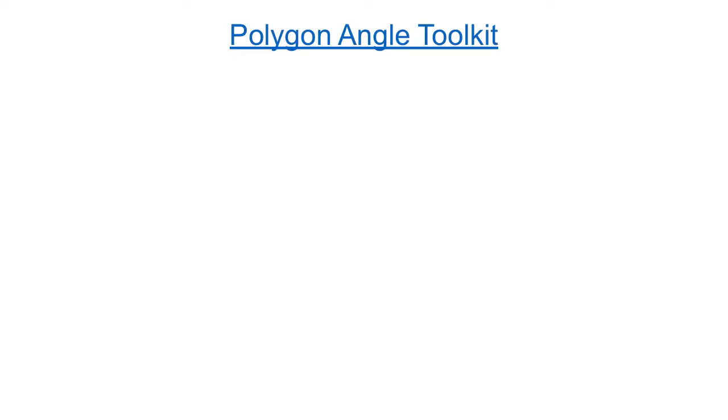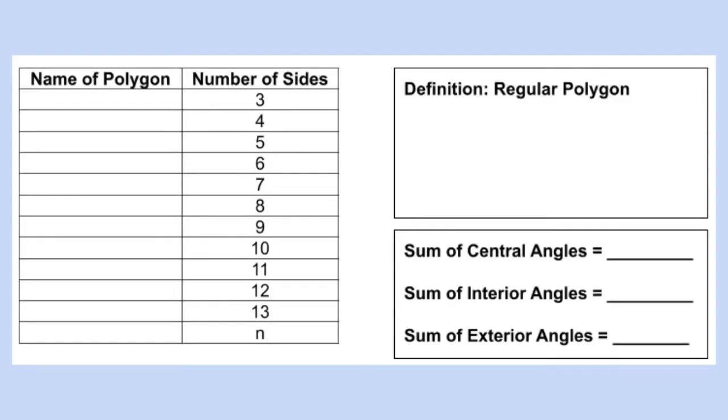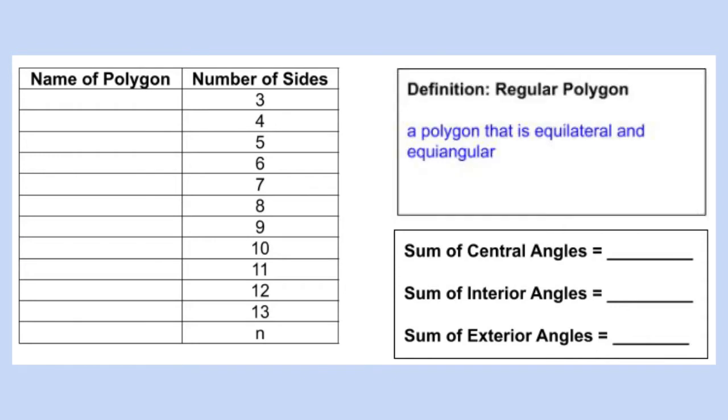All right, so we're going to start by filling in parts of your Polygon angle toolkit. There are some things that we can fill in just based on knowledge from earlier in the trimester. First, the definition of a regular polygon. Hopefully you remember from way back in September that a polygon is a two-dimensional shape that's got straight sides. A regular polygon means that it's both equilateral and equiangular. So on your note sheet, write that a regular polygon is equilateral, meaning equal sides, and equiangular, meaning equal angles.